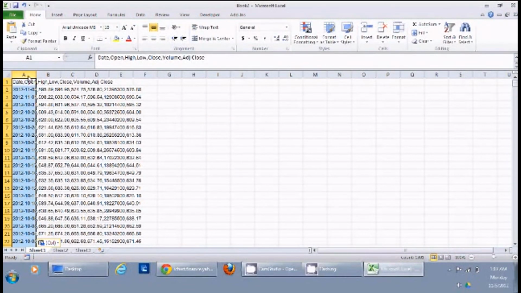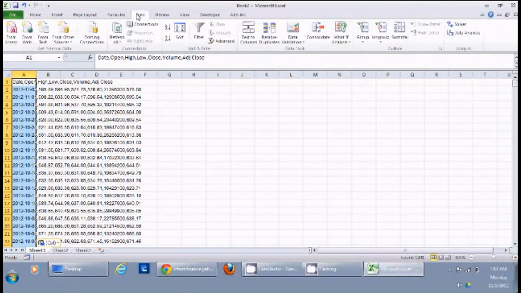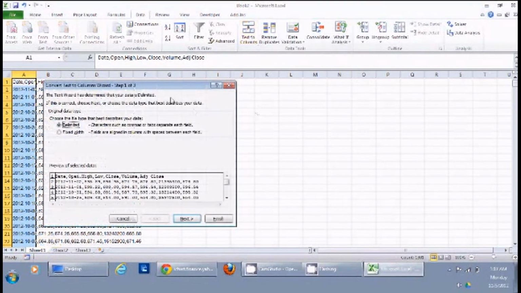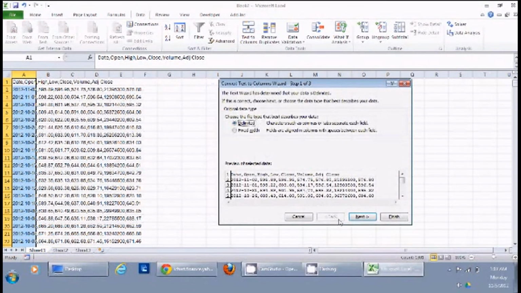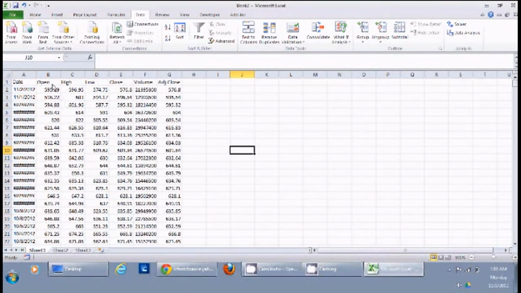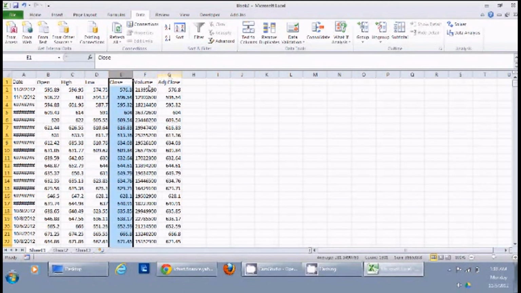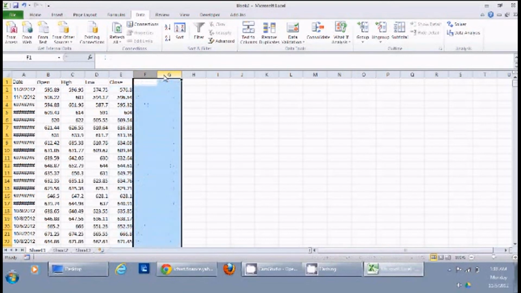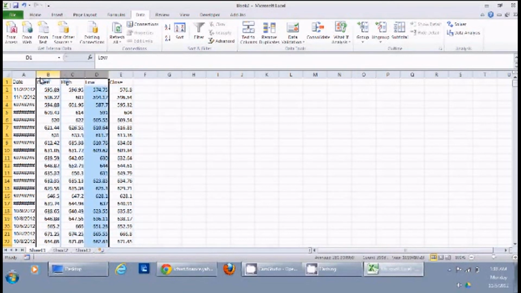Now these values right now are copied as text, so we need to convert them to data. So I will go to Data and say Text to Columns, and then I'll say Delimited and select comma, because this data is comma separated, and then say Finish. So now I have all these columns with different values for open price, high price, low price, close price. Now I'll get rid of all these columns and just be left with the close price.